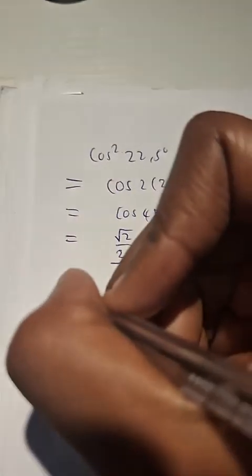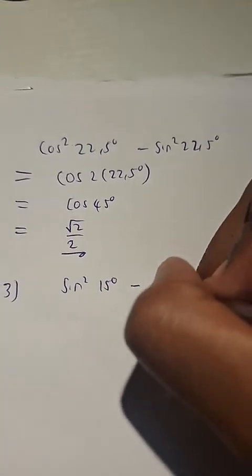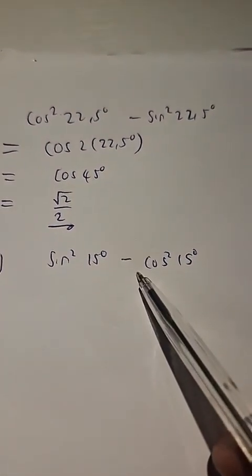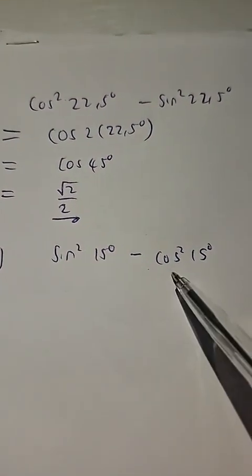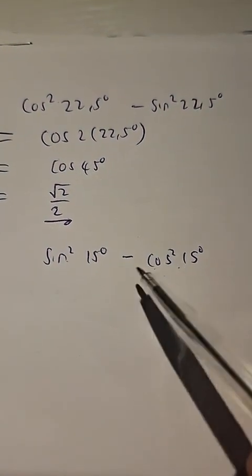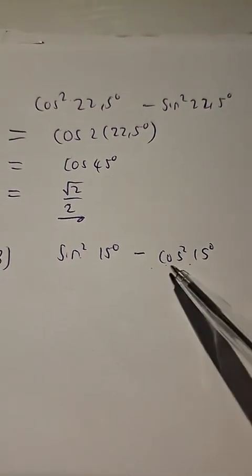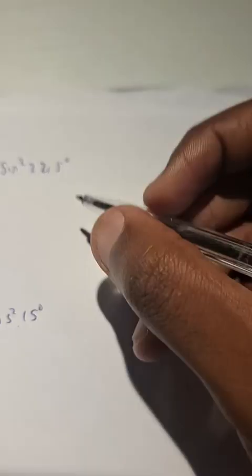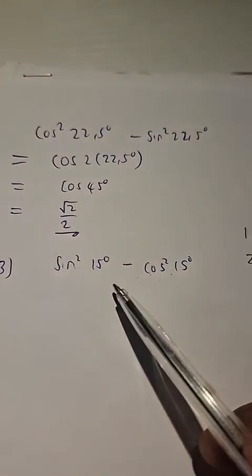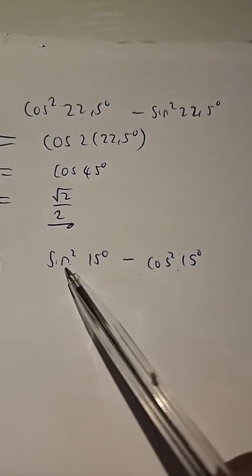Next up, number 3. Sine squared 15 degrees minus cos squared 15 degrees. Now we look at this and we're like, okay, this is not in that form where we have cos squared starting, followed by sine squared, with a minus sign in between. So this is not what it should be. And here's another thing. We know that 1 minus 2 is not the same thing as 2 minus 1. So there's no way that we can just force this and say this is the double angle of the identity.